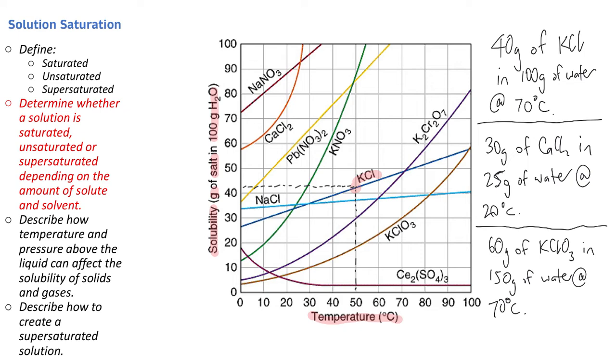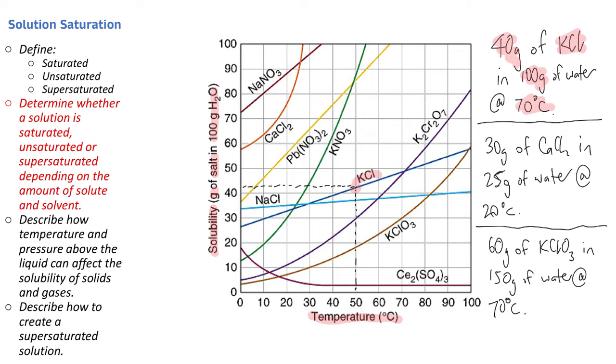So let's say we have 40 grams of KCl in 100 grams of water at 70 degrees Celsius. So again, we're using that KCl. Okay, let's use that KCl here. We're talking about 40 grams in 100 grams of water at 70 degrees Celsius.